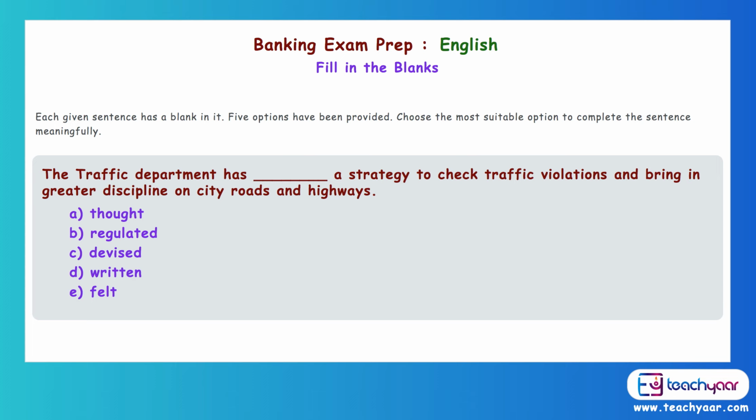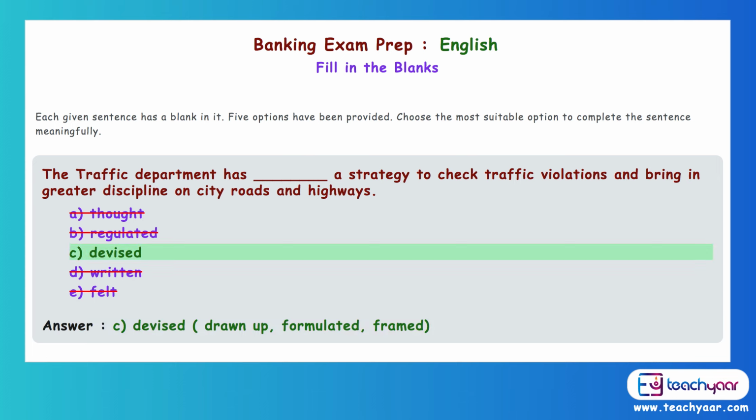Felt is of course wrong. So we have the answer option C, devised. And as I told you, what does devise mean? It means to draw up. Here because it is devised, so drawn up, formulated, framed. So again we have learnt 5 more words and 3 meanings.